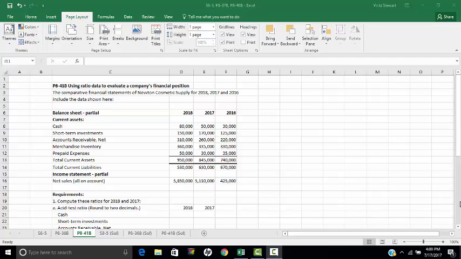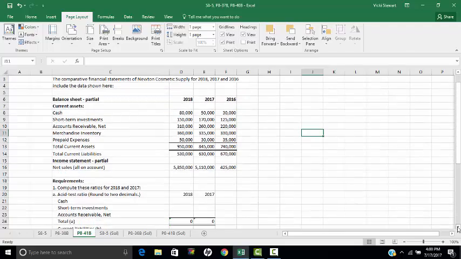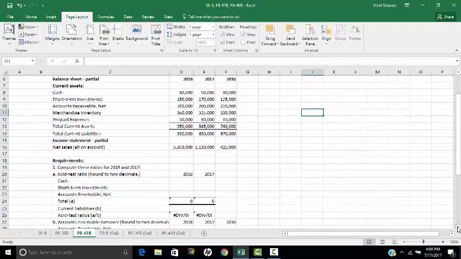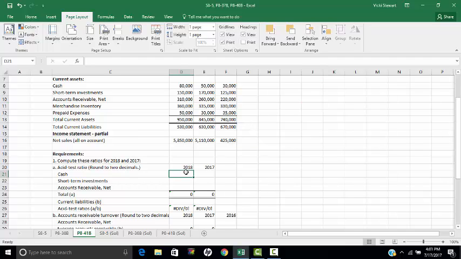The requirements state that we need to compute ratios for Newton Cosmetic Supply for 2018 and 2017 first. So the first ratio that we are going to compute is going to be the acid test ratio. Our acid test ratio includes our cash, short-term investments, and accounts receivable in the numerator. So we're going to copy that information from the chart that was provided to us and calculate the numerator for the acid test ratio first.